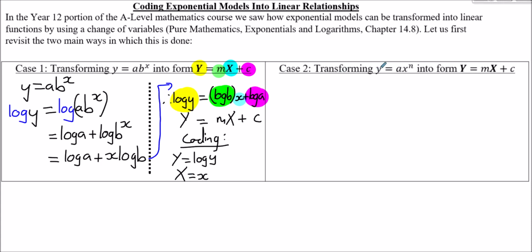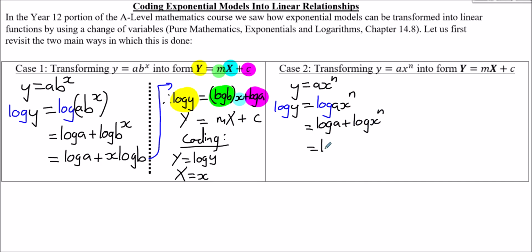The second case is if it's an exponential of this form, where we've got y equals some constant multiplied by x to some constant power. So again, we can take logs of both sides here. So if I write y equals ax to the n, and take logs of both sides once again, this time we'll get log of y equals the log of ax to the n, which is again the log of a product of two things. So I can split this into log a plus the log of x to the power n.